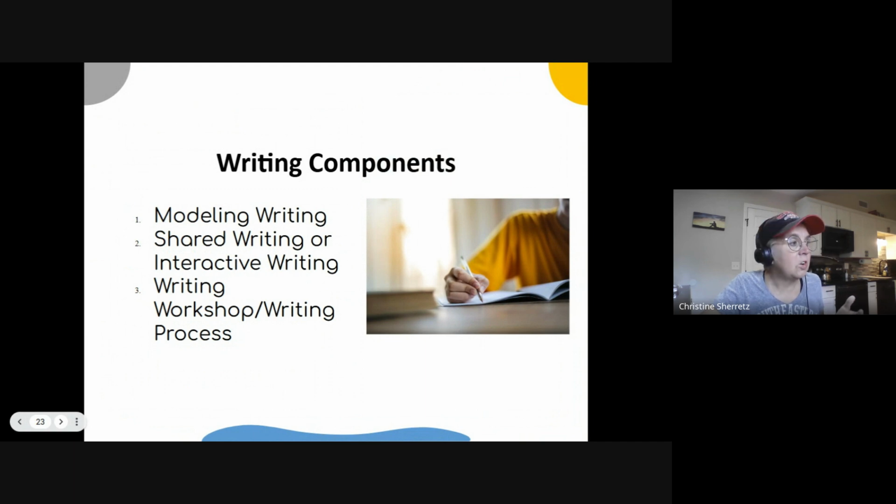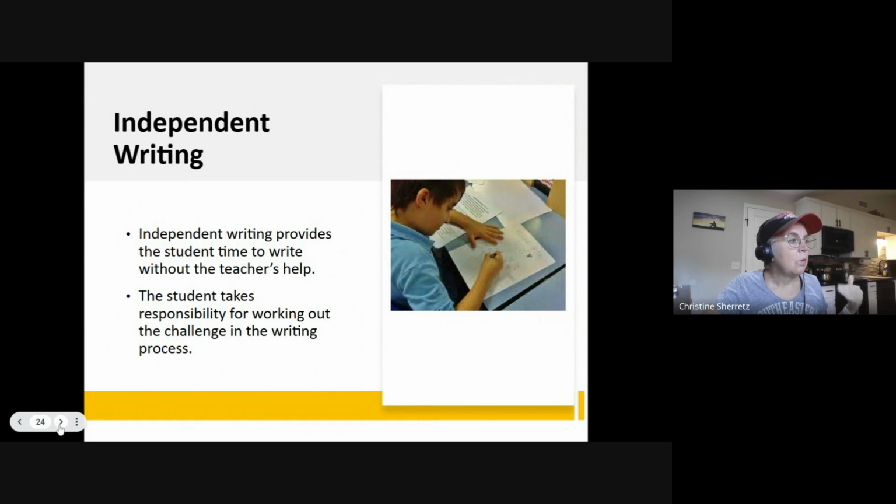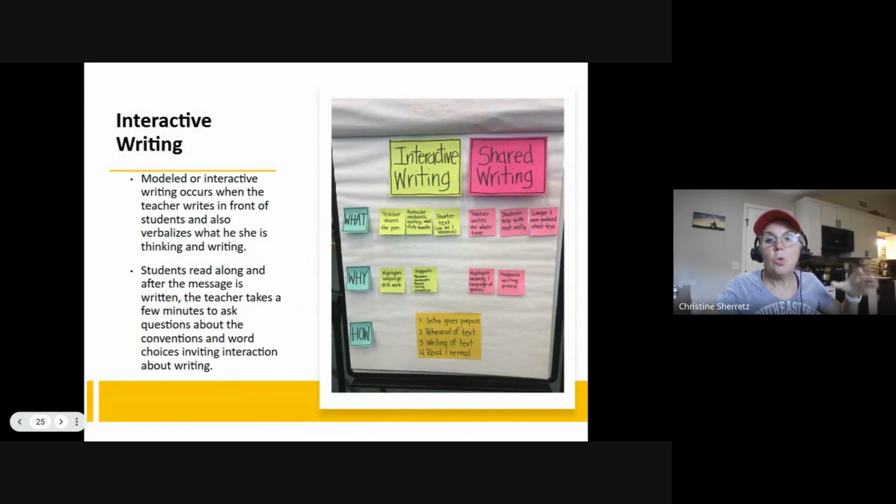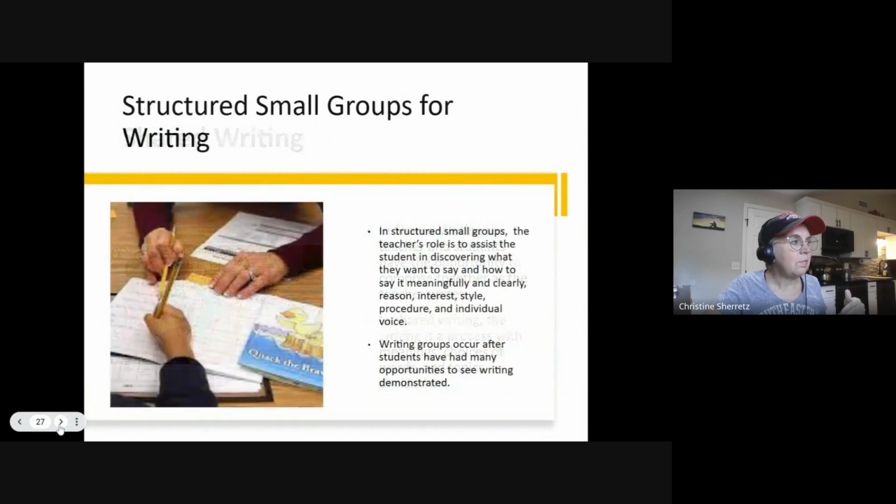You also are going to include writing, and you can see with this how the scaffolding decreases. We have independent writing, where kids are writing on their own. Interactive writing, where you are writing with the student. And then shared writing, where the teacher and the student are writing together. And then you can have small groups for writing, just like you have for reading, that are explicitly taught.